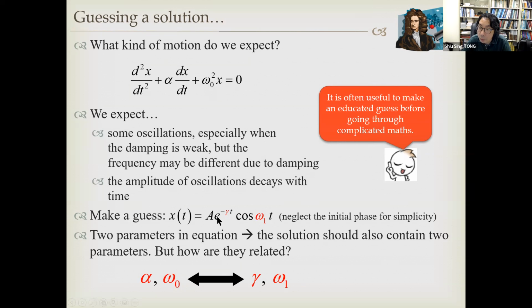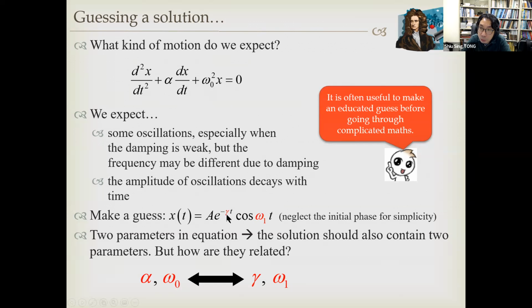But the amplitude will decay with time. How do we describe that? We describe that by adding an exponentially decaying factor, e to the power minus gamma t, where gamma is another constant to be determined. You can see that because of this minus sign, when the amplitude is multiplied by this exponential, this factor will decay with time.